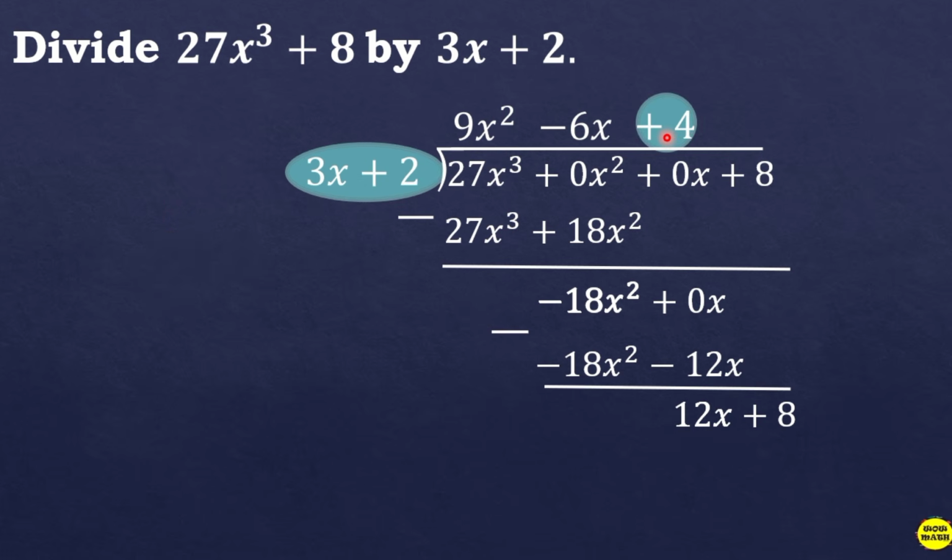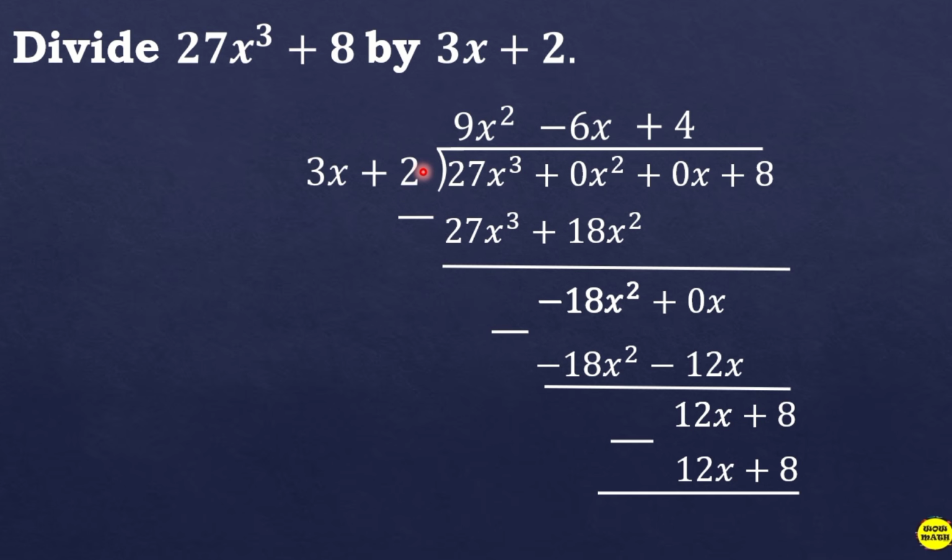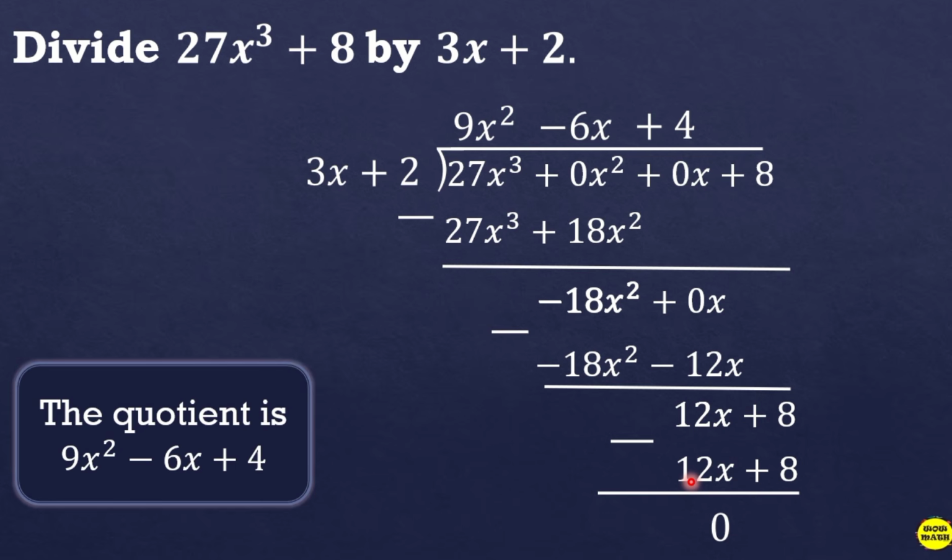And then, multiply natin. 4 times 3x. So, that is 12x. 4 times 2, that is 8. Okay, and then minus. So, ang mangyayari dito, 12x plus 8 minus 12x plus 8, ibig sabihin that is 0. So, wala tayong remainder dito. So, therefore, your quotient is 9x squared minus 6x plus 4.